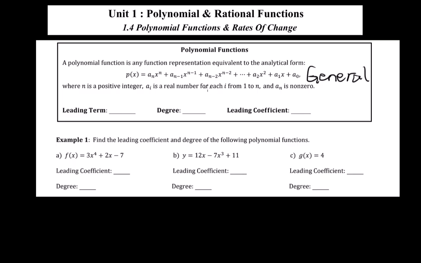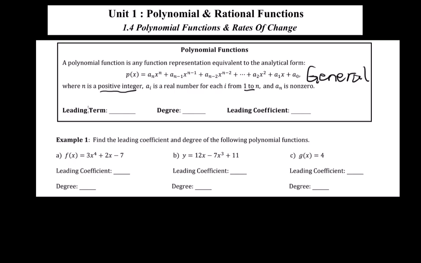This is the general form for a polynomial function where n is a positive integer and a sub i is a real number for each i from 1 to n, and a sub n must be non-zero. Why? Because if a sub n is 0, 0 times the highest power becomes a 0, so we will eliminate the highest term.